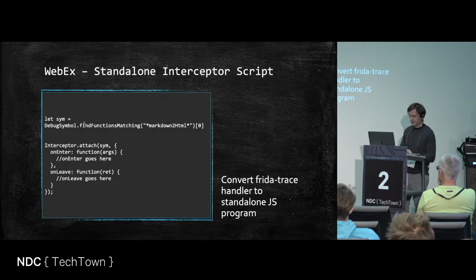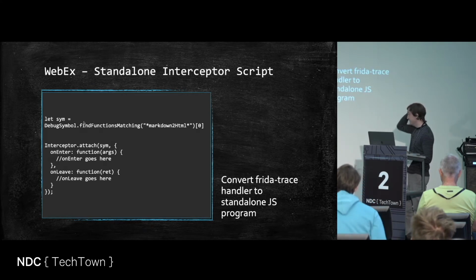And so that would look like this. This is basically frida-trace as a standalone program. So you can see let sim equals, sim is going to have the address of the markdown to HTML function, and then we're passing that address to interceptor.attach, and then giving it the object that has onEnter and onLeave functions.